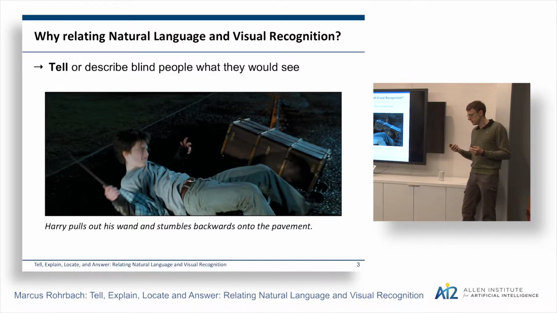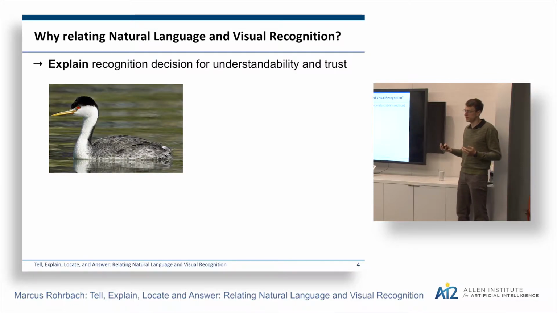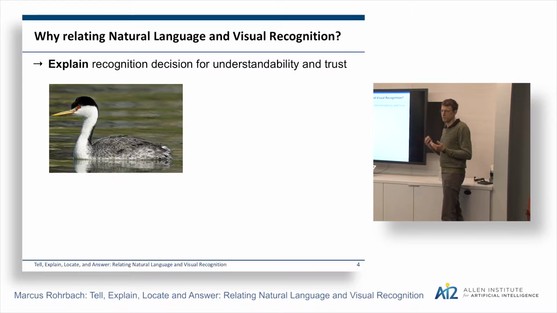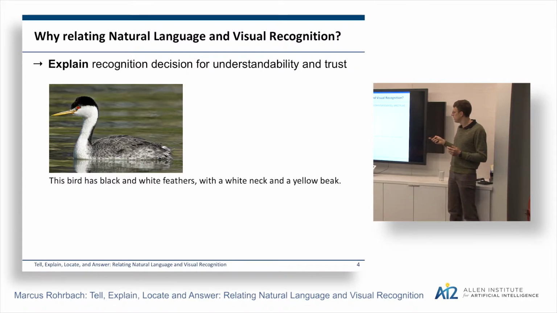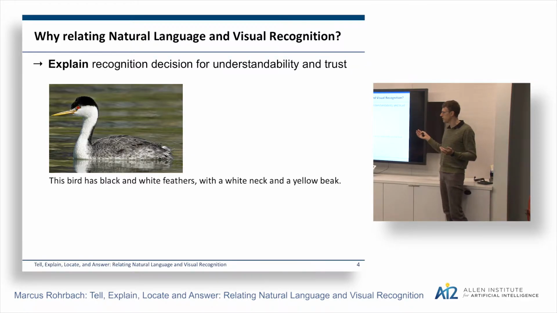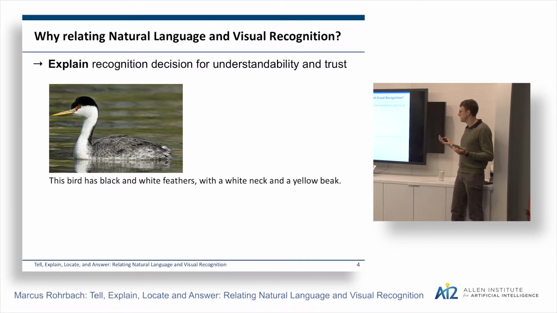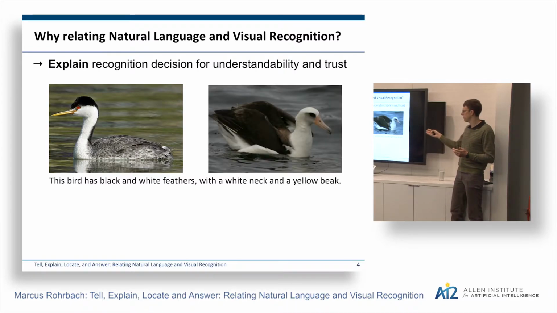But then more recently we also looked at other tasks, namely explaining. And what do I mean by explaining decisions we take in visual recognition? For example, if you see this bird, before I started this project, I didn't have any clue what these kinds of birds are, but I could easily describe it: this bird has black and white feathers with a white neck and yellow beak. And that's a reasonable description for this image, but it also holds, for example, for this image.